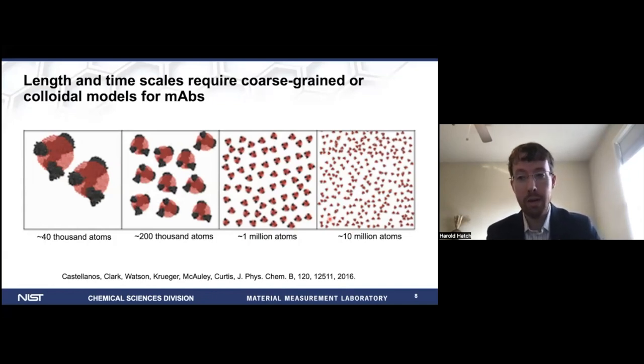So that's why we need to develop multi-scale and coarse-grained models that capture the essential physics of the antibodies, but they have less interaction sites. So we don't look at every single atom interacting.